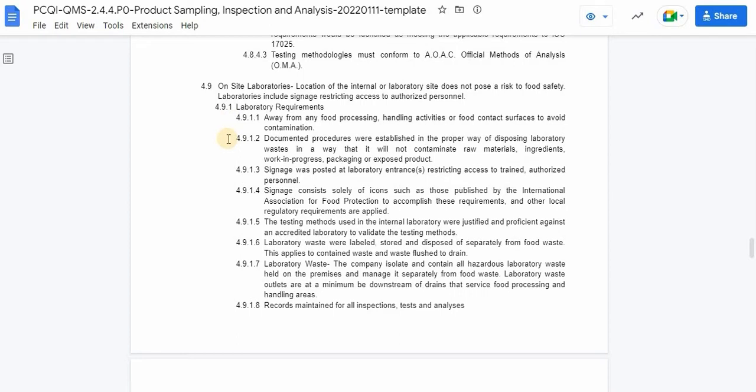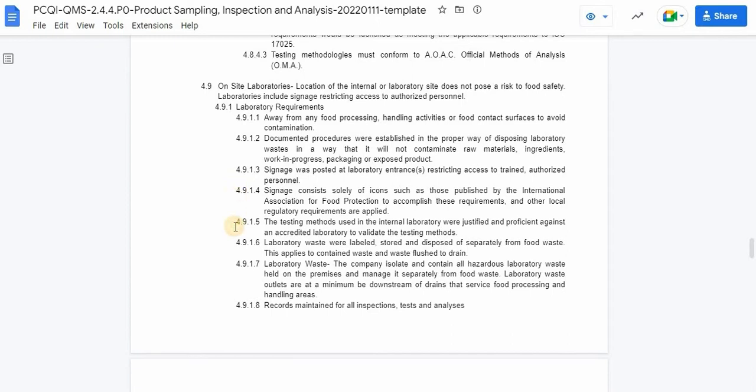Documented procedures were established in the proper way of disposing laboratory waste in a way that it will not contaminate raw materials, ingredients, work in progress, packaging, or exposed product. Signage was posted at laboratory entrances restricting access to trained, authorized personnel. Signage consists solely of icons such as those published by the International Association for Food Protection to accomplish these requirements, and other local regulatory requirements are applied.